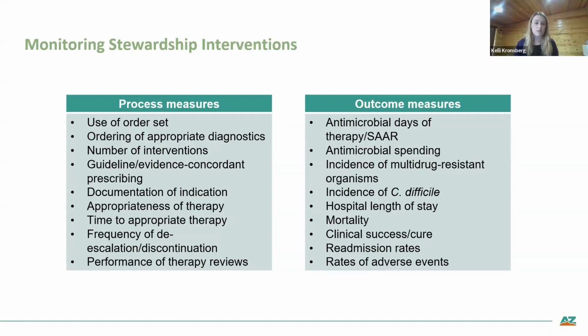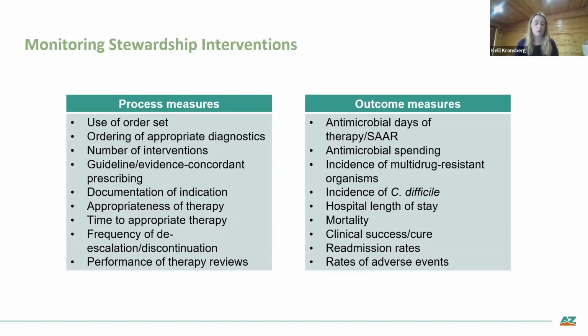So examples of process measures would be what's the rate of using an order set compared to ordering that medication individually, because maybe there's other components we want with it. An example here would be I created an amphotericin order set at my last facility to ensure that the hydration and the pre-medications were given with it, instead of just the drug being ordered by itself and then needing to clarify those components with the ordering provider.